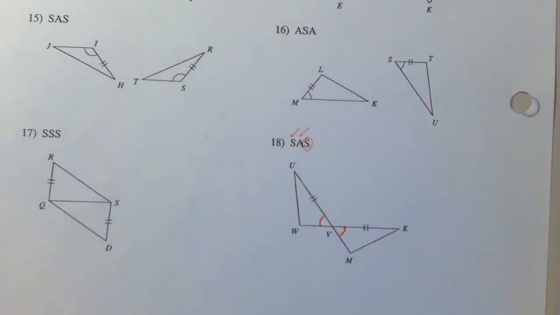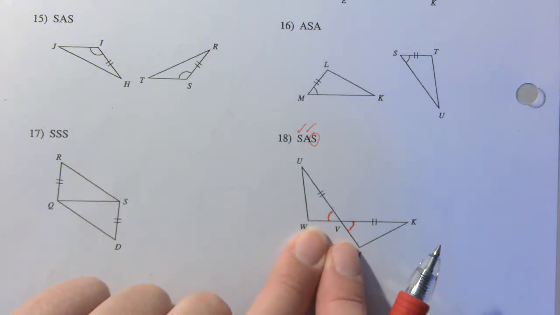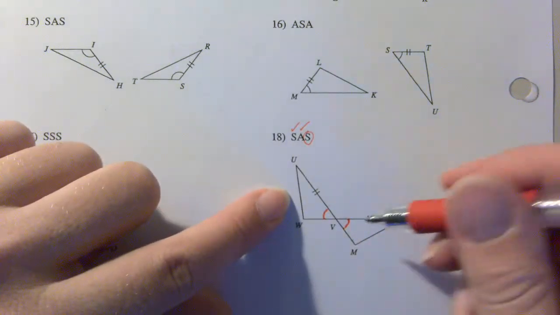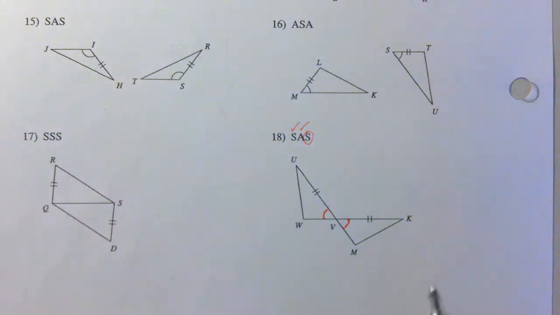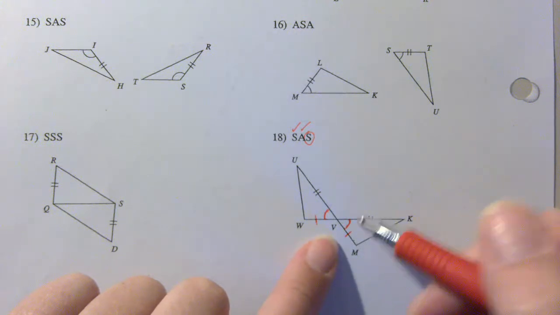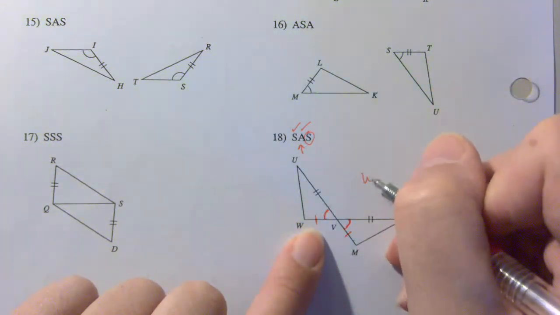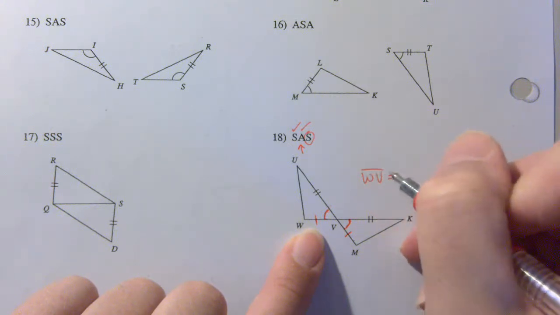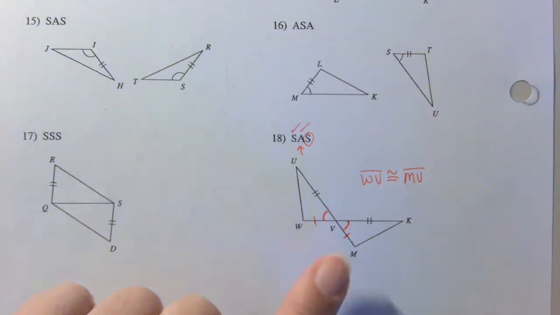So I guess the question is, do I want it to be the sides out here or the sides in here? If I pick the sides out here, I have ASS or SSA, not what I want. If I pick the sides here, that puts them with an included angle. So I need WV to be congruent to MV. So you're saying what else needs to happen?